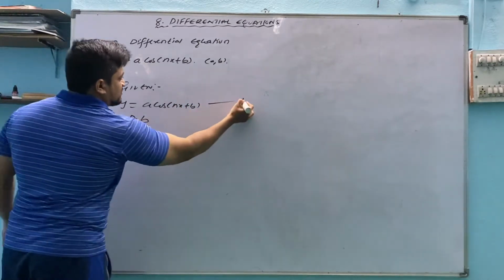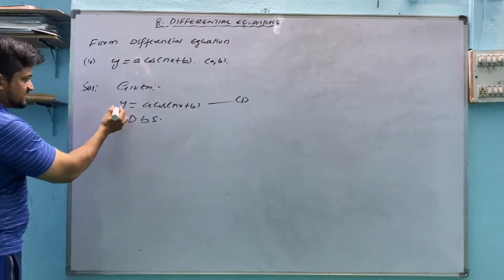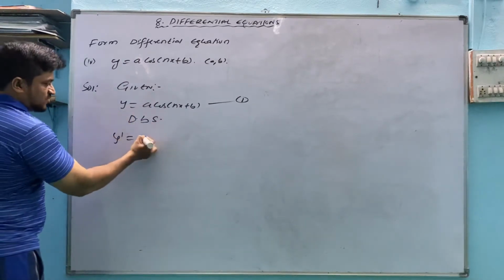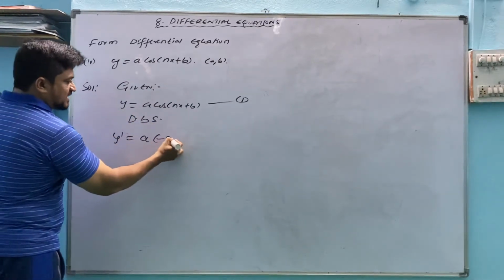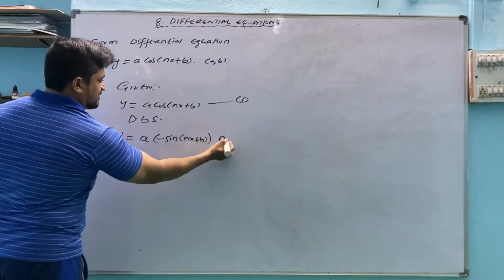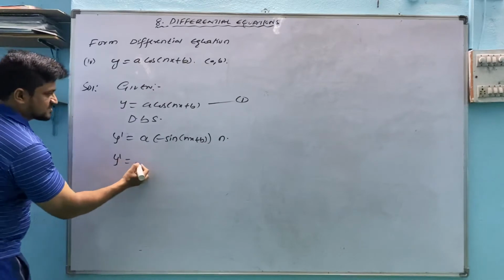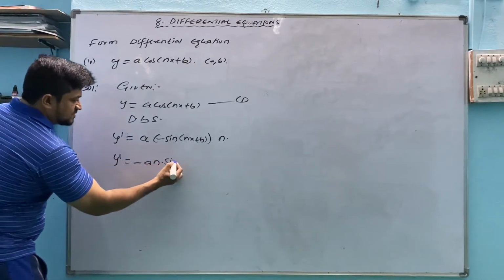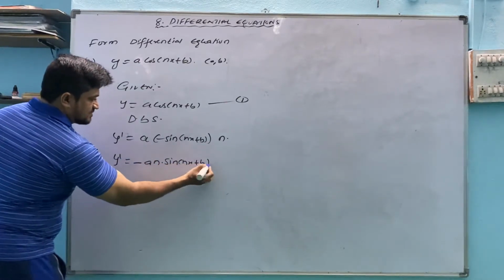Differentiating, this is equation 1. Differentiating both sides, y becomes y dash. A is outside, the derivative of cos is minus sine nx plus b, and the inner function derivative is n. Now y dash becomes minus an into sine nx plus b.